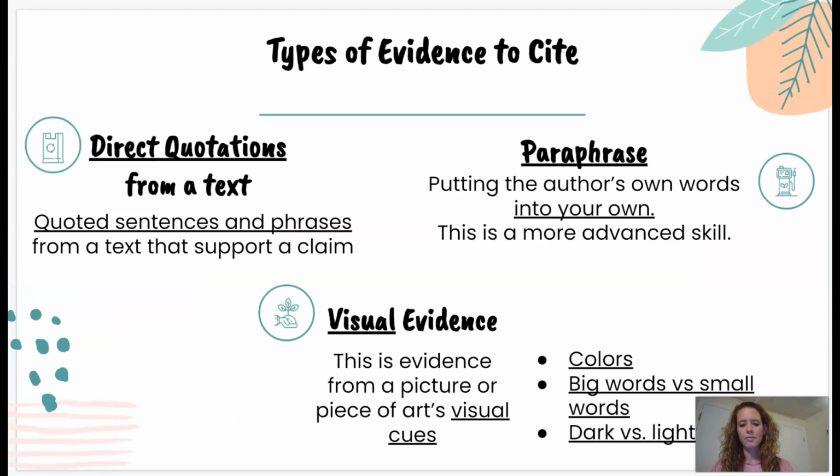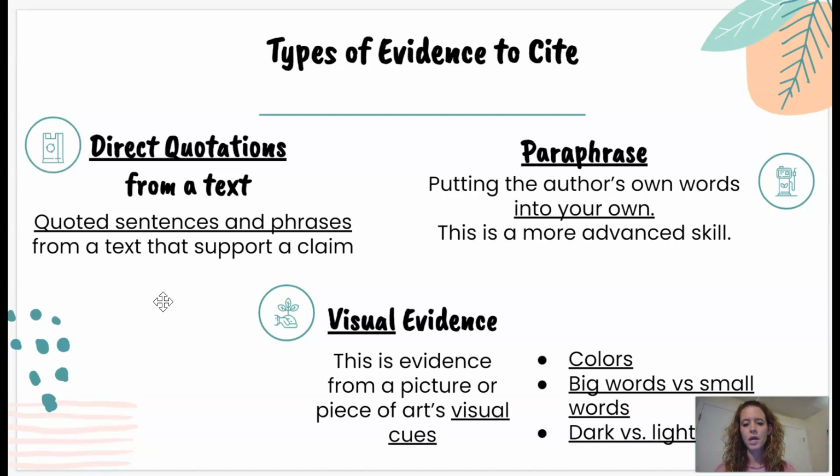All right, so when we find types of evidence, three of the more common ones that we'll practice with are direct quotations from text, paraphrases, and visual evidence. Direct quotations are the most common kind, the quoted sentences and phrases from written text. I like these because they're concrete, and I can read an article, create an opinion or an answer, and just grab a piece of text and pop it into my paragraph to support my answer. That's probably the one you'll work with most in an English class.